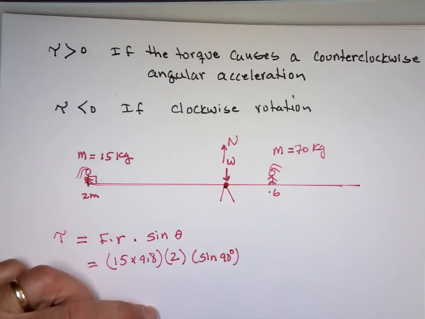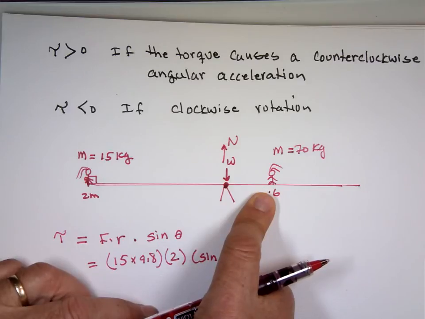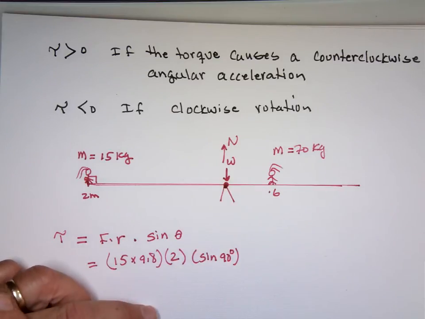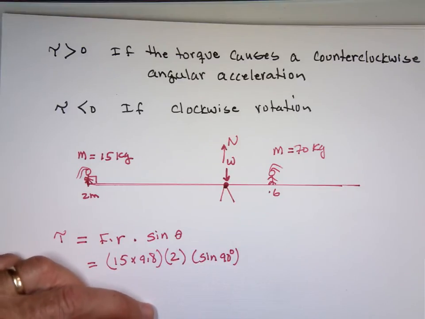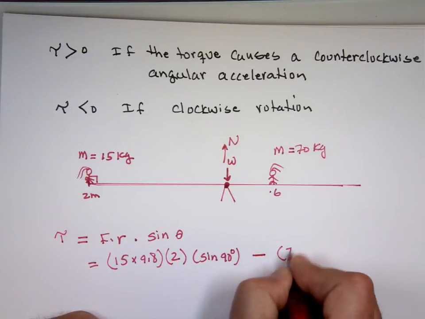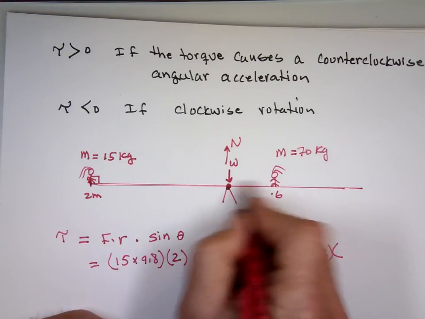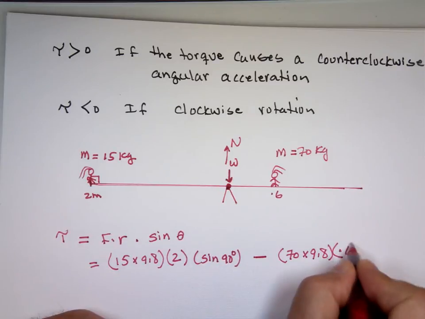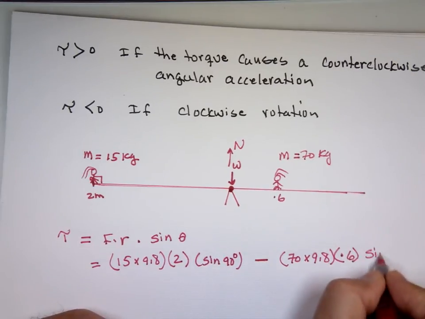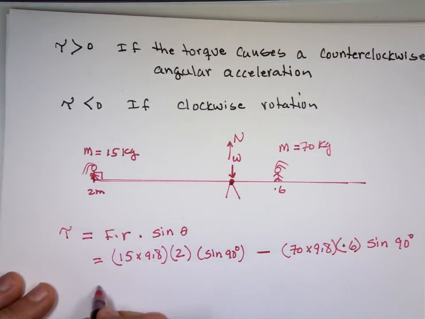Now what about you? You sitting right here. You're going to make the beam spin which way? Clockwise or counterclockwise? Just your weight itself, if you sat on it by yourself. Clockwise, that's a negative torque. And the force is your weight, which is 70 times 9.8. The distance is what? 0.6. And sine of 90 degrees. That's the net torque on that.